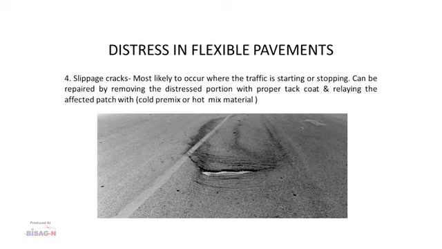Then coming to the next, the slippage cracks. Slippage cracks are most likely to occur where the traffic is starting or stopping. We have witnessed this type of distress in the braking zones of the aircraft, where the aircraft applies the brakes. So such slippage of the top surface is formed. They can be repaired by removing the distressed portion with the proper tack coat and relaying the affected patch with the cold mix or the hot mix material.